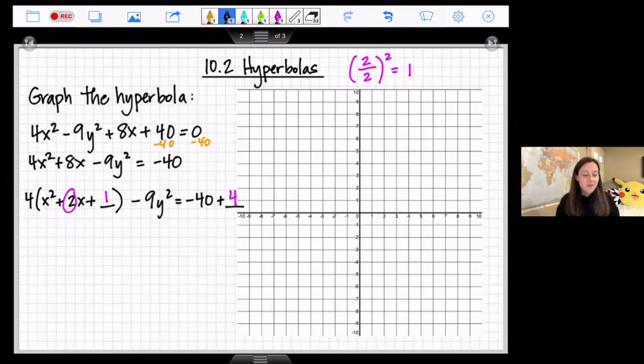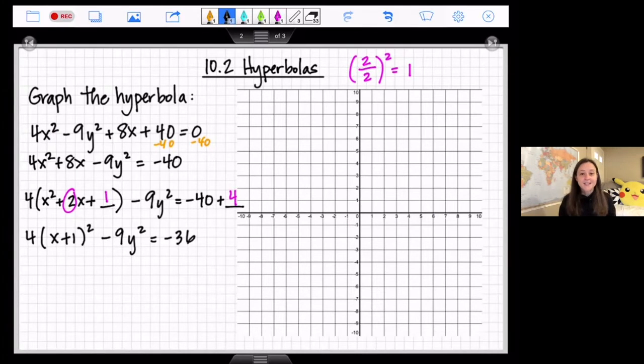All right, so let's see what we have left. I've got the 4 hanging out front. I can factor x squared plus 2x plus 1. That's going to give me x plus 1 squared. 9y squared is just kind of hanging out over here. And on the right, I get a negative 36.